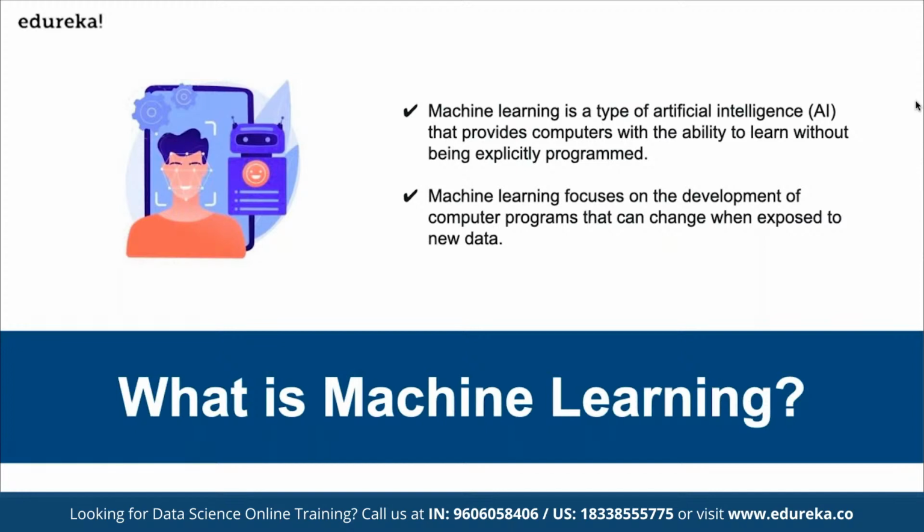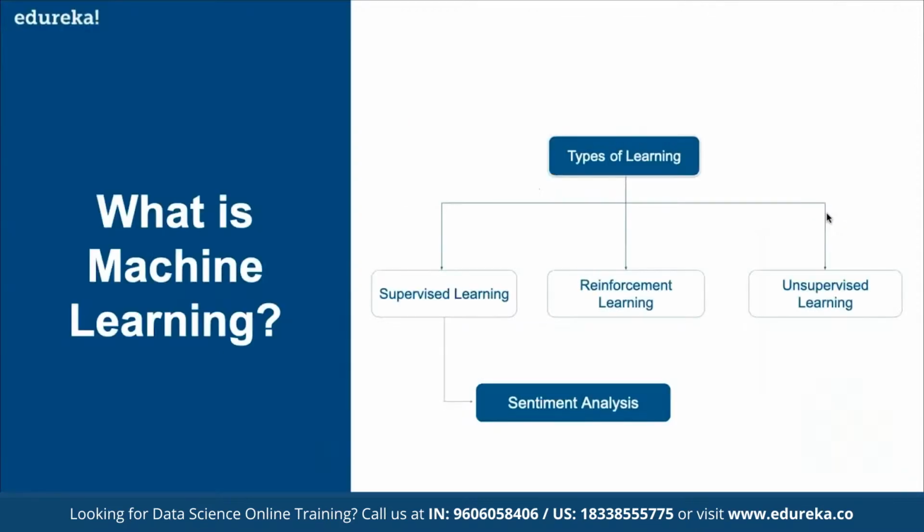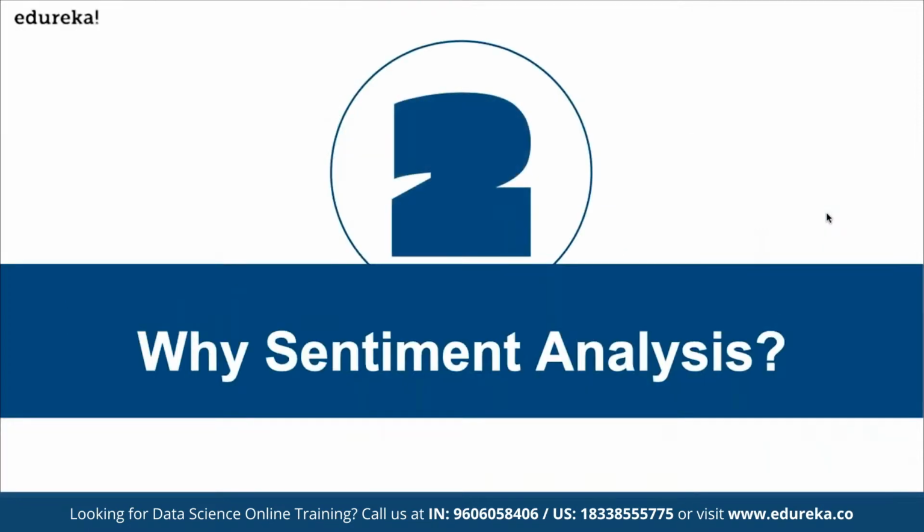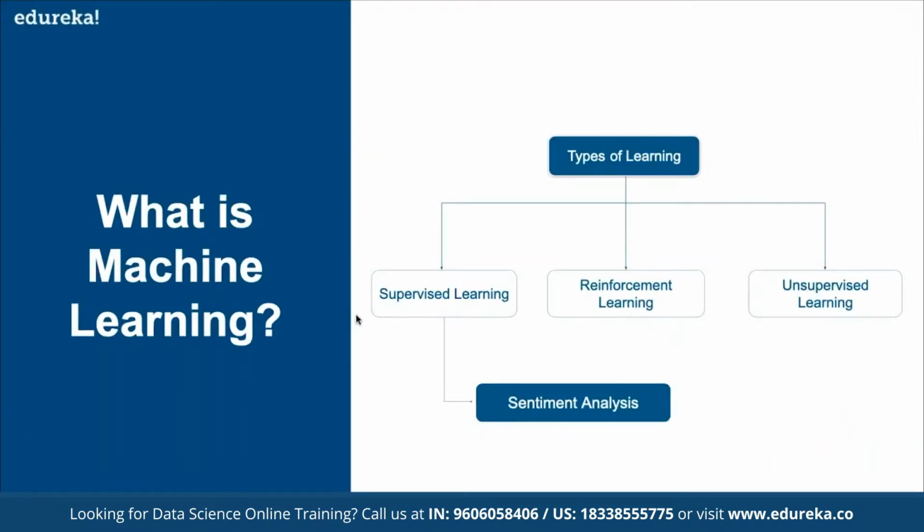Machine learning, as you know, simply focuses on the development of computer programs that can change when exposed to new data as well. In terms of the types, we have three types: supervised, reinforcement, and unsupervised. Supervised learning is the same as training the system by using a labeled data set. So here we are talking about the supervised learning method. Supervised is basically training the system by using the labeled dataset.